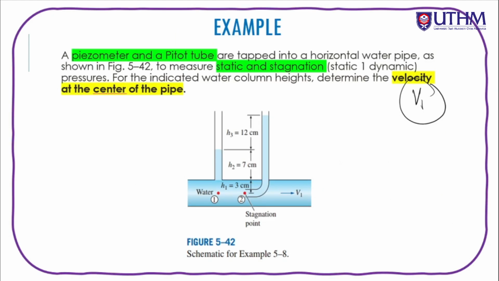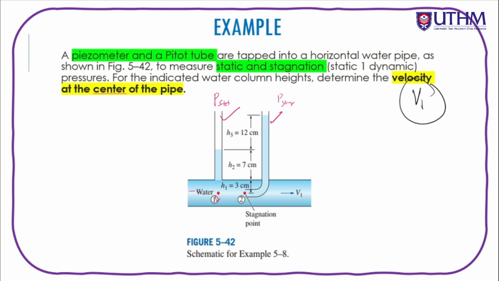Okay, so kita pergi contoh lagi satu, contoh yang, but this time around kita libatkan sama juga pitot tube with the piezometer. Okay, both instrument are tapped into a horizontal water pipe as shown in figure to measure the static and stagnation pressure lah. Yang ni guna untuk static, yang ni untuk stagnation lah. Okay, for the indicated water column height, determine the velocity at the center of the pipe. So kita nak tahu velocity dalam pipe ni.